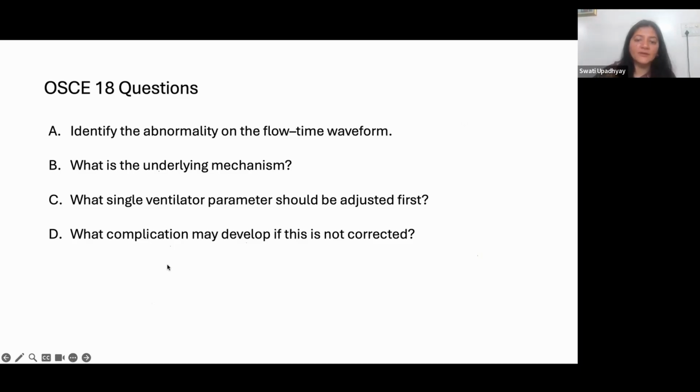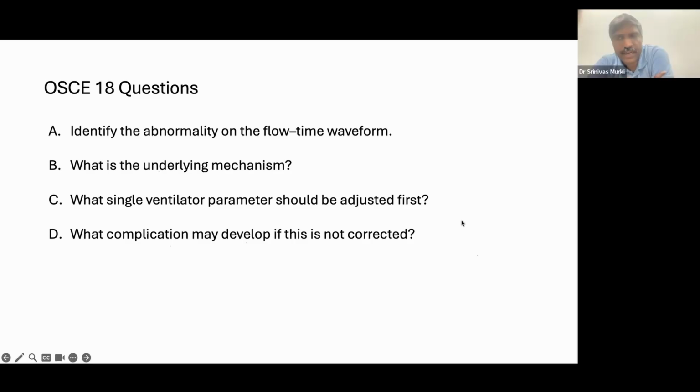And what complication may develop if this is not corrected? So, I think decreasing TE is wrong. You have to decrease the rate or increase TE. Some people have written increasing TI also. I think that also is not appropriate here. The right answer will be to reduce the respiratory rate and increase the expiratory time. That is the right answer. So please note, all of you. Somebody has written increase TI also.